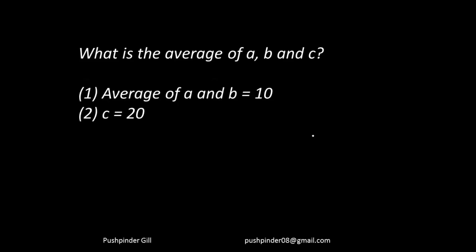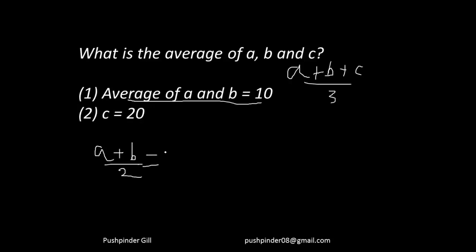What is the average of A, B and C? You should always write what the question is telling you about. He's asking me the average of A, B and C. So what I need is to know the value of this thing here. First of all, he's saying the average of A and B is 10. So I know (A plus B) upon 2 is equal to 10. This is what it's telling me. Is it sufficient? No, it's not, because I don't know the value of C.